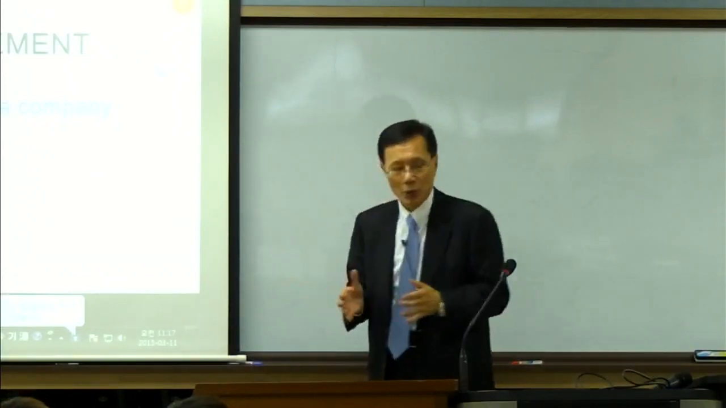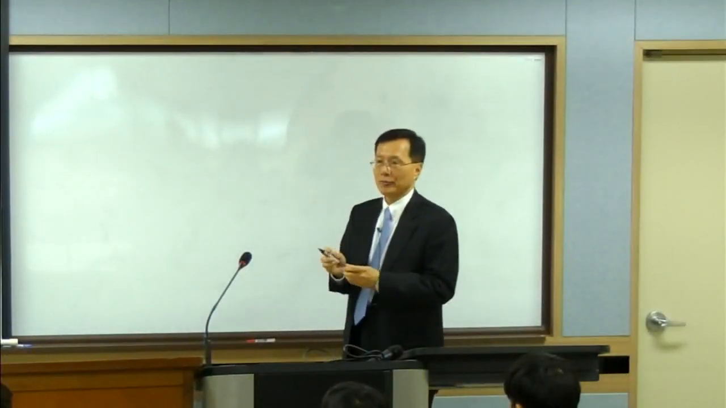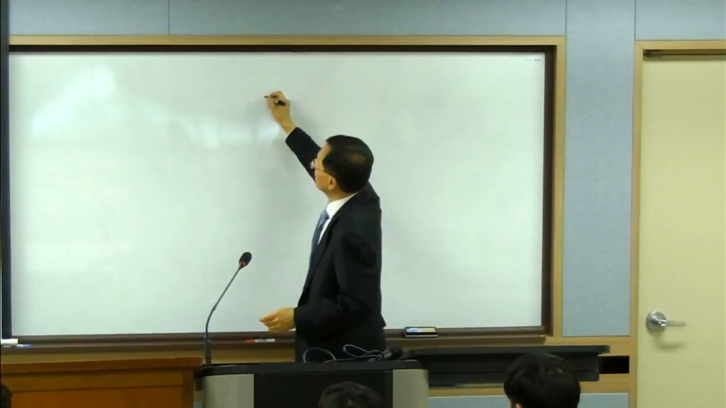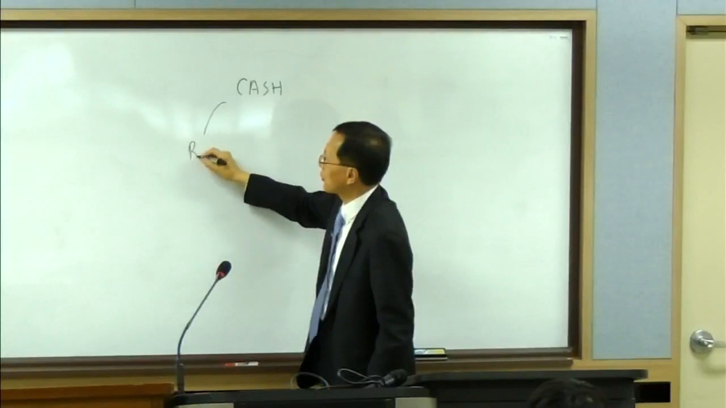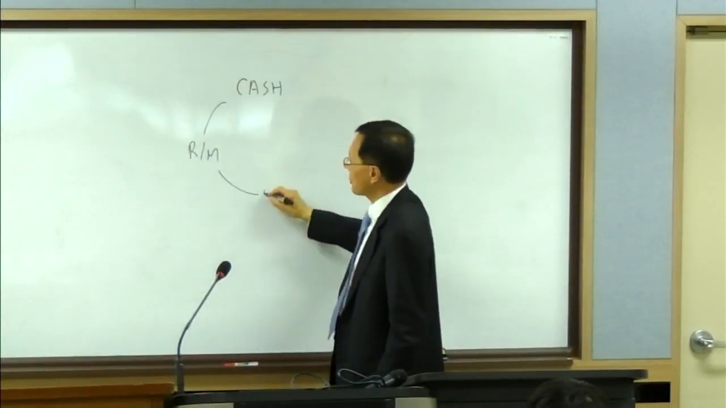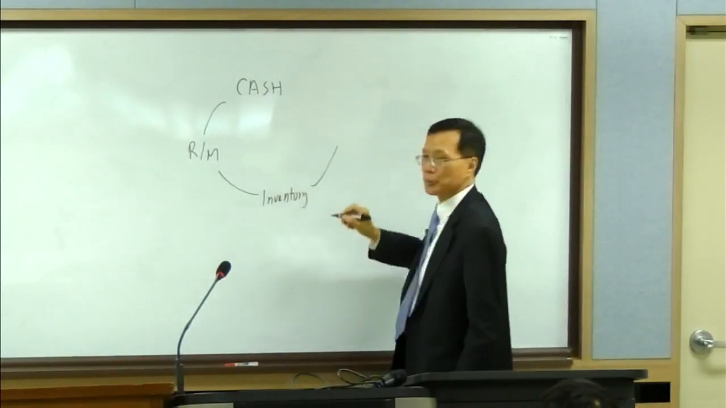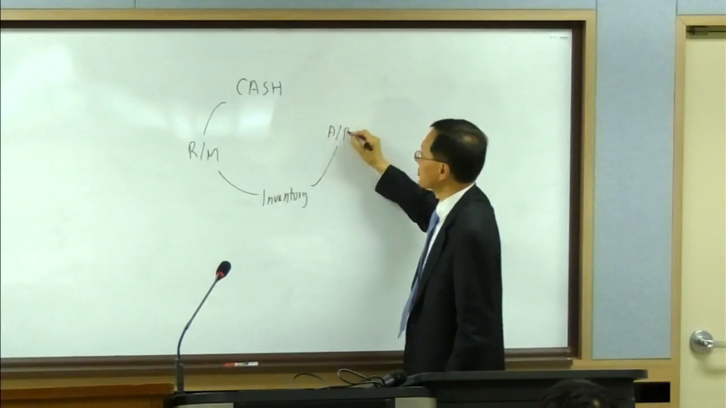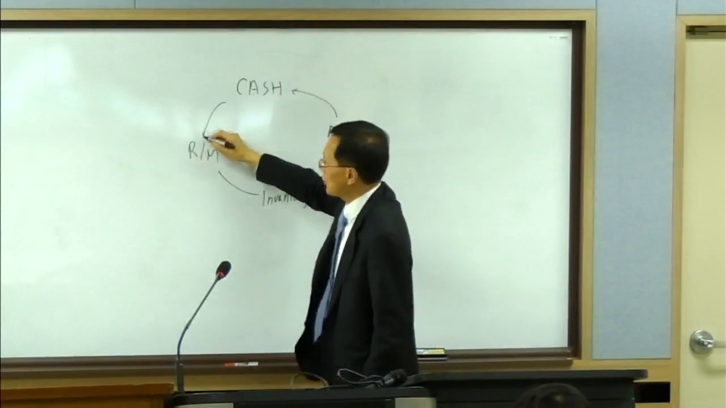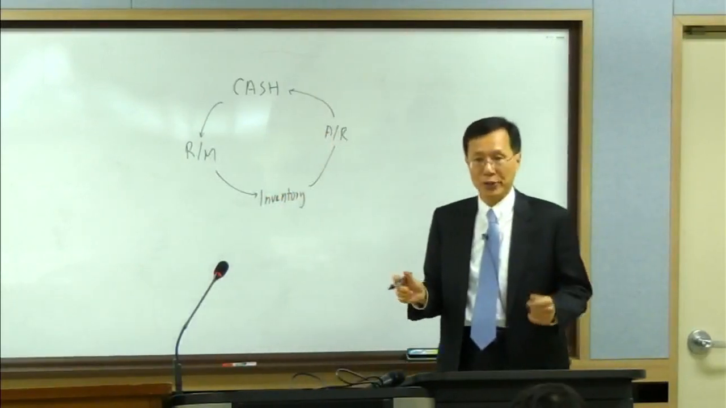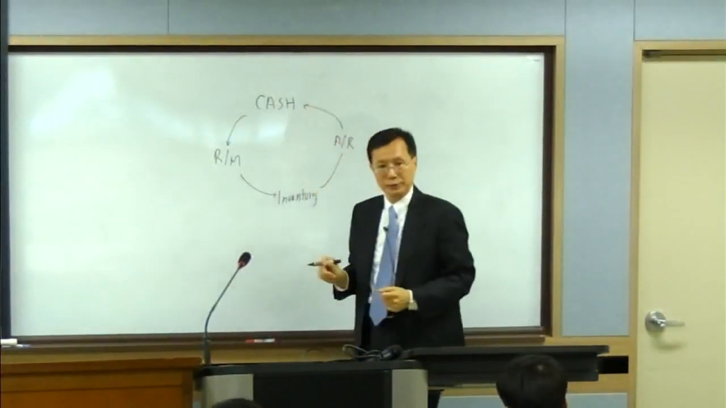And we also talked about cash flow, which was at the center of our discussion. I talked about the cash cycle. Cash goes into raw materials, raw materials become finished goods inventory, and finished goods inventory will be sold to generate accounts receivable, and receivables will be collected to bring cash to the firm. This is the so-called cash cycle, and the company's operation is around this cash cycle.